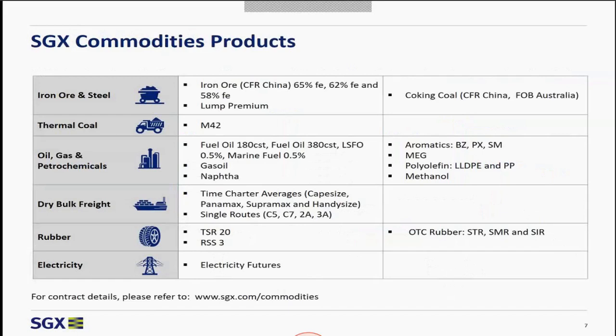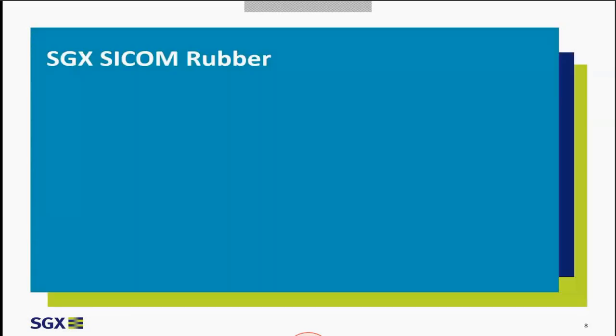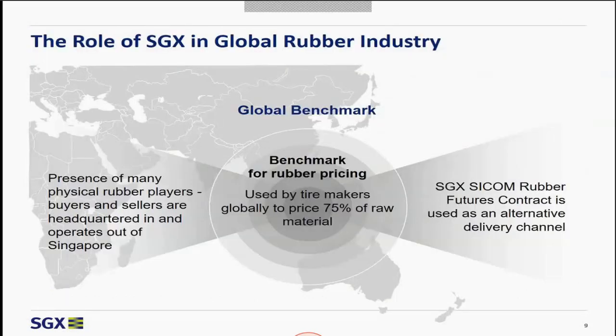SGX's commodities products can be broadly classified into these 6 broad categories. We have the world's most actively traded iron ore market outside China, where we trade an average of 12 million metric tons of iron ore a day. For more information on SGX commodities products, you may visit our website. SGX SICOM Rubber Futures is the global benchmark for the rubber industry. Our SICOM rubber futures prices are used by tire makers globally to price 75% of rubber raw materials.